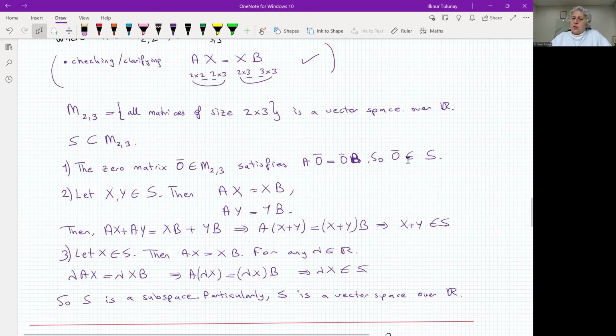So that proves all these three axioms hold. Then S is a subspace. So in particular, S is a vector space over R. That's all I would like to say in this video. I hope it is useful for you. I hope we reminded you of last year's concept about subspaces and the subspace theorem. Thank you very much for watching it. Thanks.